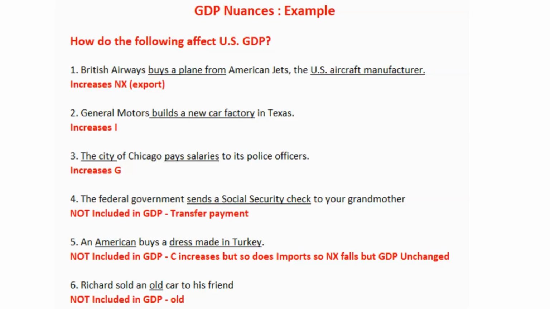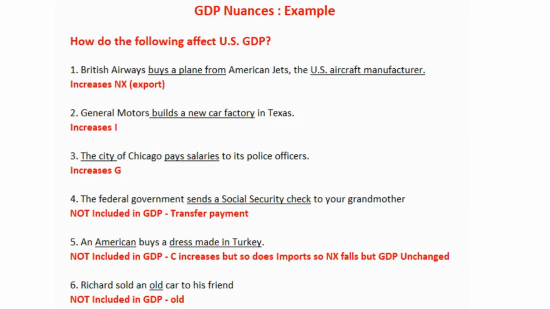Then we have: an American buys a dress made in Turkey. Now we know that this increases consumption, but at the same time, this increases imports. As GDP is C plus I plus G plus X minus M, the increase in C and the increase in M offset each other and overall GDP is not affected, because we know GDP does not include goods and services produced in other countries. So in this case, GDP remains unchanged, but net exports do fall because imports increase.